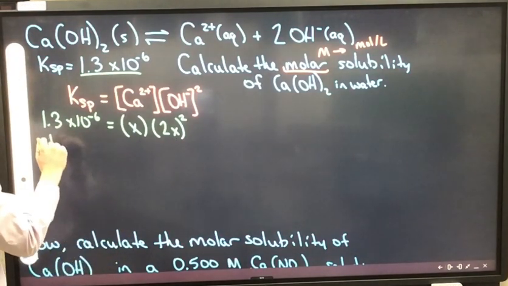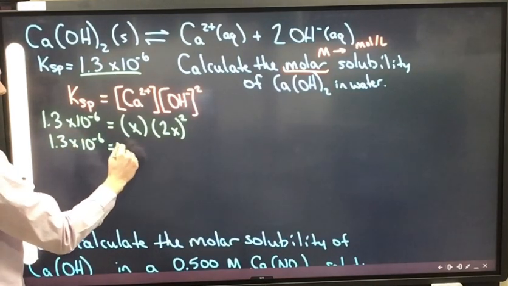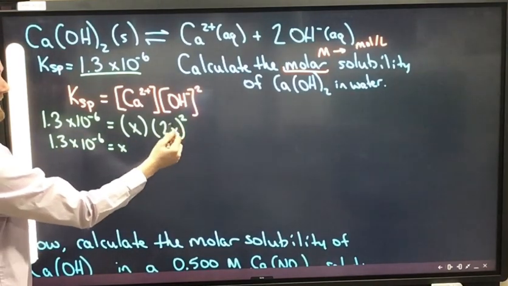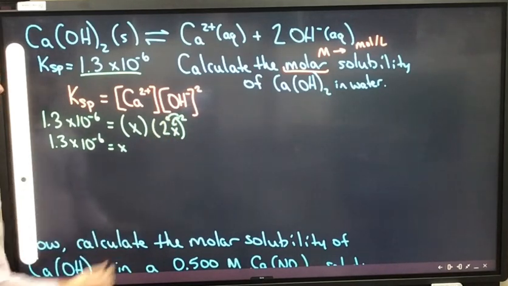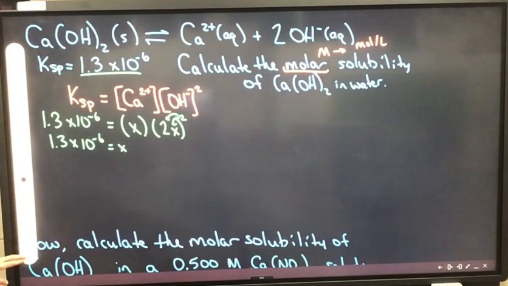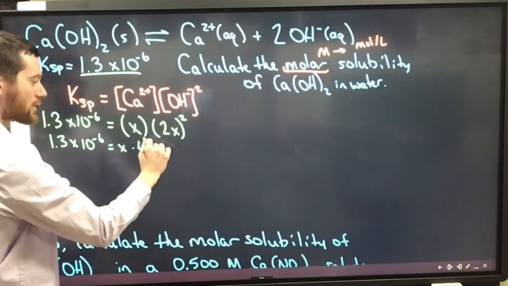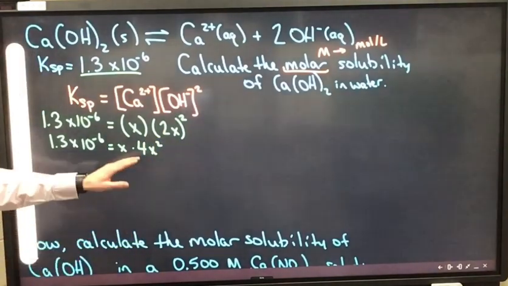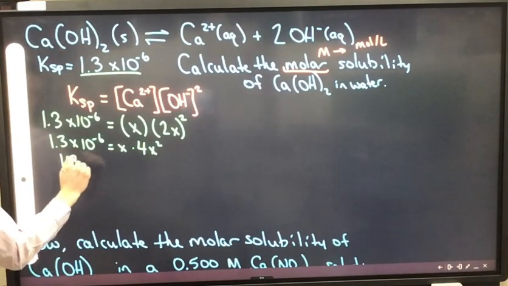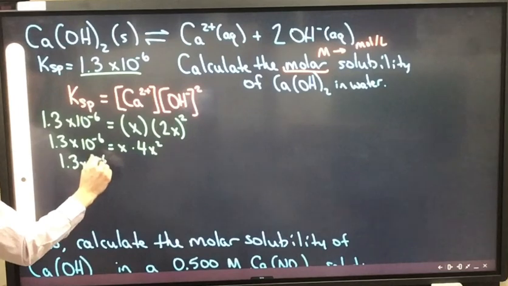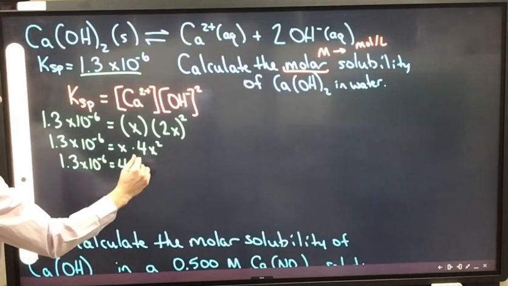So let's go through and clean this up a little. 1.3 times 10 to the negative 6 equals x. Be careful, this is 2x squared. The squared is distributed through this whole quantity here. So 2 squared is 4, x squared is x squared. So really the right side ends up being x times 4x squared. So we clean this up just a little bit further now. X times 4x squared is 4x cubed.